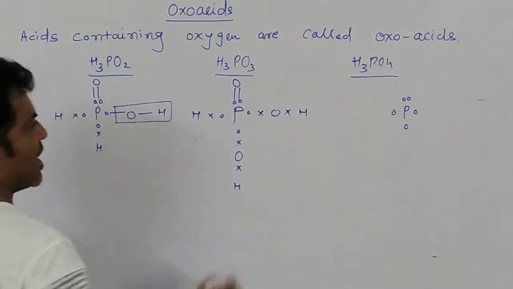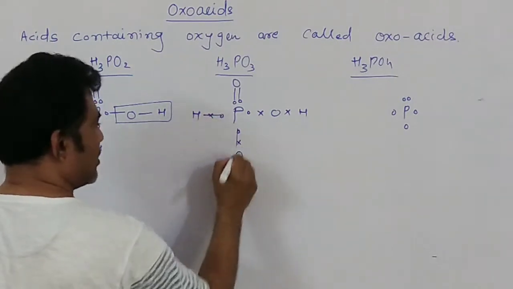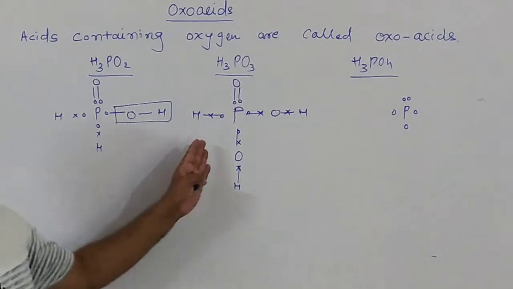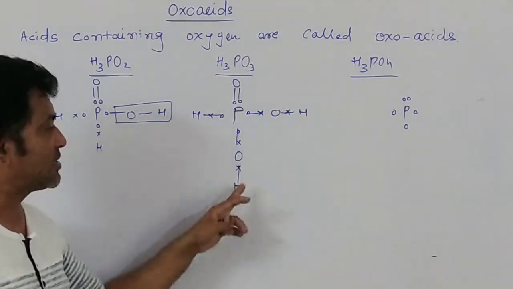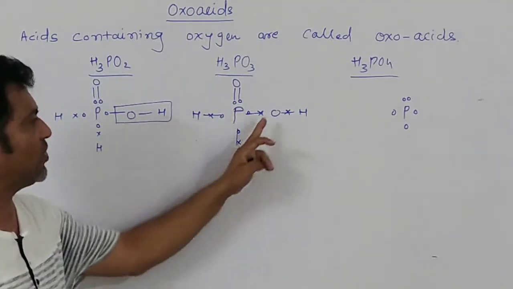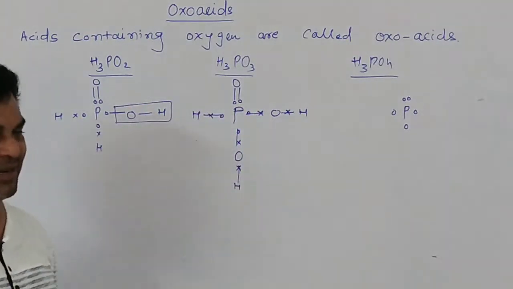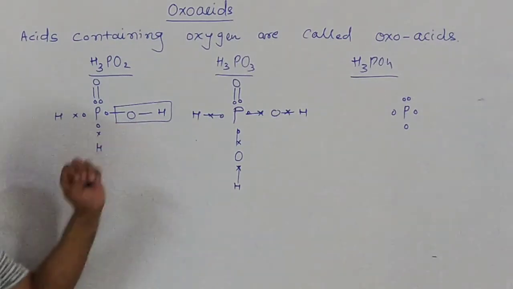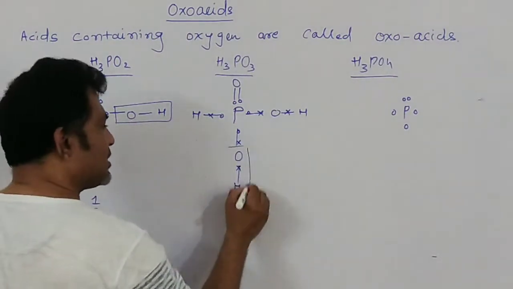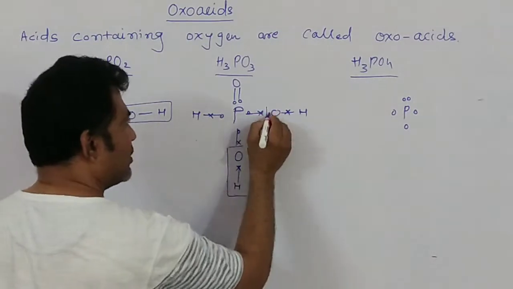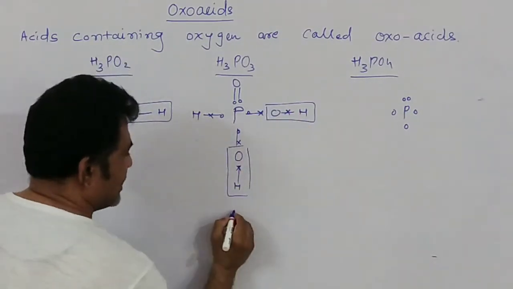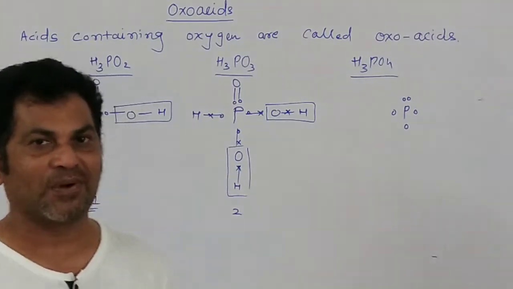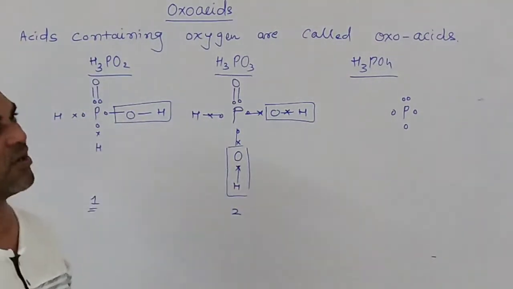Okay, so now this is the structure of H3PO3. Okay, and what is the basicity of this? So here basicity was 1 because only one OH. Here how many OH you can consider? So you can calculate here 2 OH are there and that's why basicity of this thing is 2. Okay, now do by yourself.